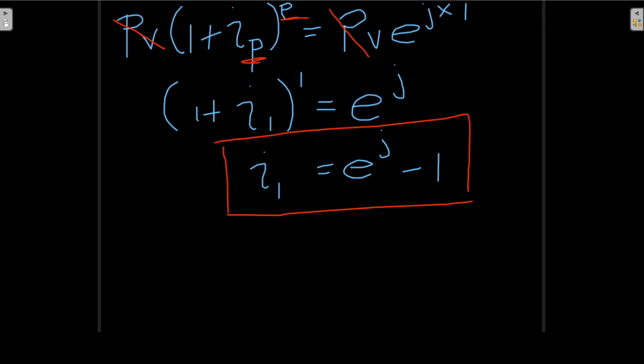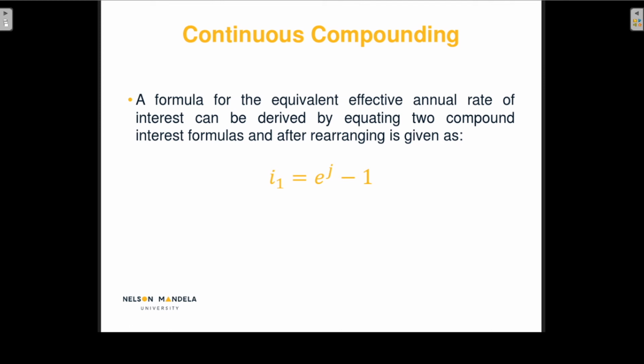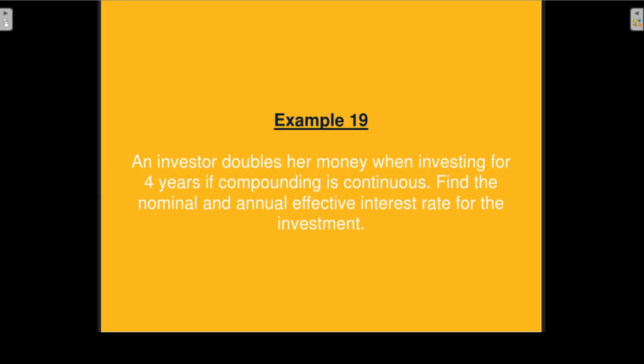So we can now use this to do example 19. An investor doubles her money when investing for 4 years if compounding is continuous. Find the nominal and the annual effective interest rate for the investment. So what is the information that we have here? We have that the future value is 2 times the present value because the money doubles. We know that the investment is for 4 years, so N is equal to 4 years. And we know that compounding is continuous, so we have to make use of the continuous compounding formula. Okay, and we would like to find the nominal and the annual effective interest rate. So first of all, we would like to find J, the nominal interest rate, and we would like to find I1, the annual effective interest rate.